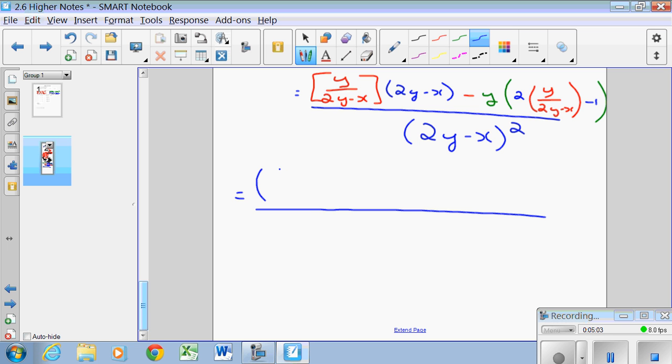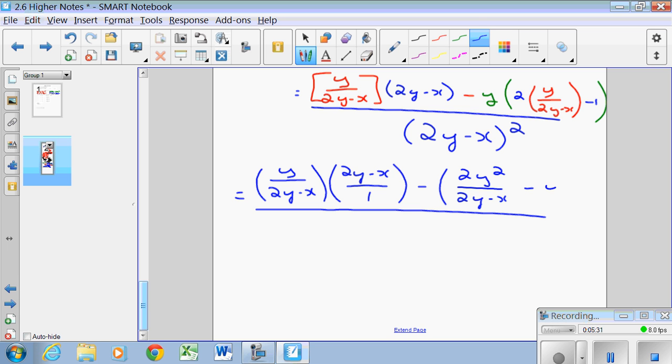So I'm not going to really change anything with the first part. I have 2y minus x, and I have 2y minus x over 1. And then the second part, if I multiply through by the y and kind of clean things up, on the first set of brackets, it's y times 2 times y. So this becomes 2y squared over 2y minus x. And then if I multiply through by the y, I have minus y, and it's over 1. There is no denominator with the minus 1 at the end. And I have 2y minus x squared.